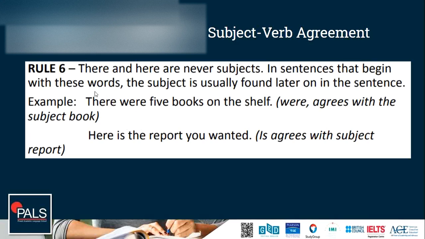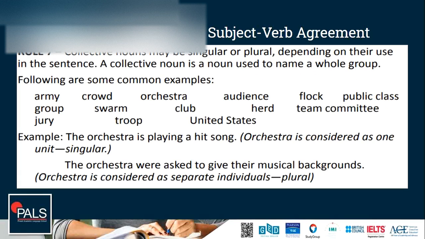Because the sentence starts with there and here, okay? So it's confusing, but if you see that the sentence is starting with there and here, always take a look at the subject after the verb, okay? Let's go to rule number 7.